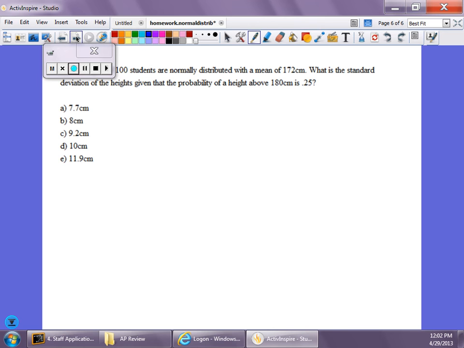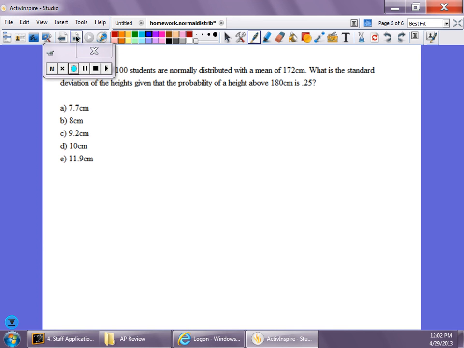And the last question asks us, they give us all the information, the value of interest, they give us the mean. They also tell us the z-score. So all we need to find is the standard deviation.